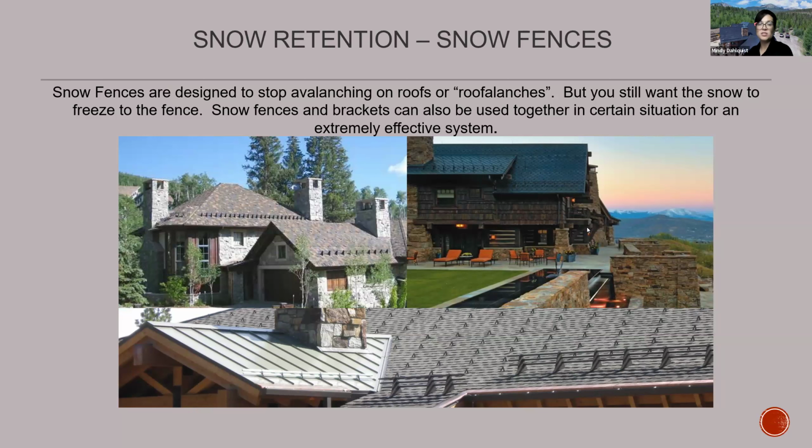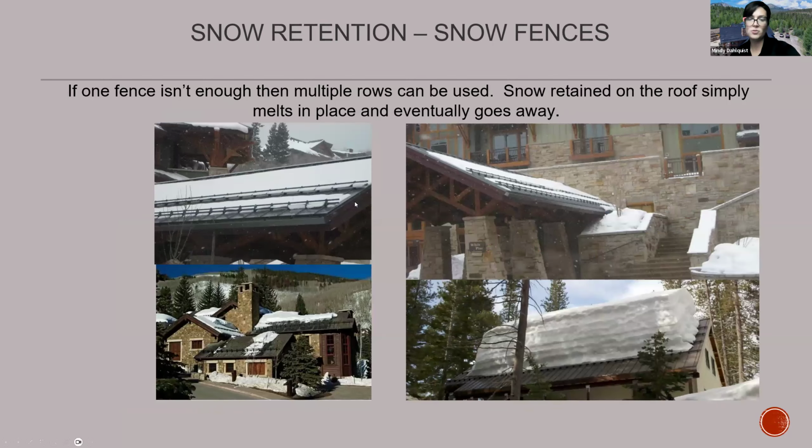So oftentimes more than one row may be necessary, or maybe you utilize brackets with the fence to prevent needing more than one row. Brackets with fences are usually recommended for areas that are over a 6 and 12 slope, and also over 120-pound snow loads. Those work very, very well together to utilize both of those. If one fence isn't enough, as I mentioned, multiple rows can be used.